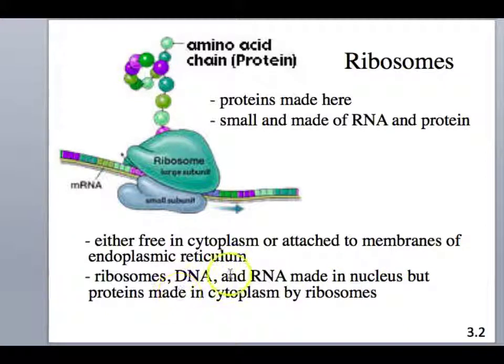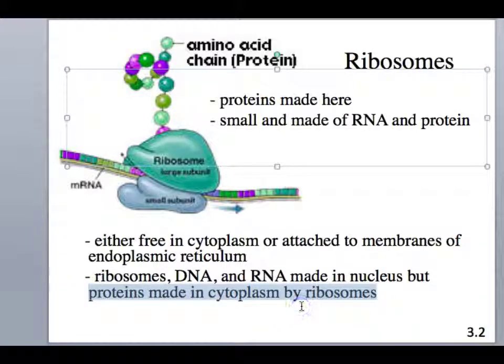Let's see what else. Ribosomes, DNA, and RNA are made in the nucleus. All these things are basically nucleic acid: DNA is nucleic acid, RNA is nucleic acid, ribosomes contain a nucleic acid. So in order to have a functional ribosome, you have to make the RNA part of it in the nucleus, but then the protein part of it is made in the cytoplasm. So these are totally made in the nucleus. Part of this is made in the nucleus, and then the protein that goes with it is made in the cytoplasm. So all proteins are made in the cytoplasm by ribosomes. Hint, good thing to know.